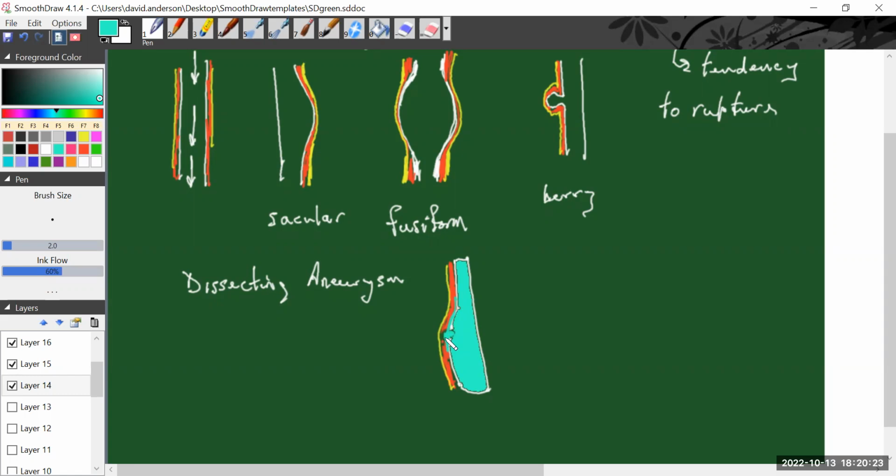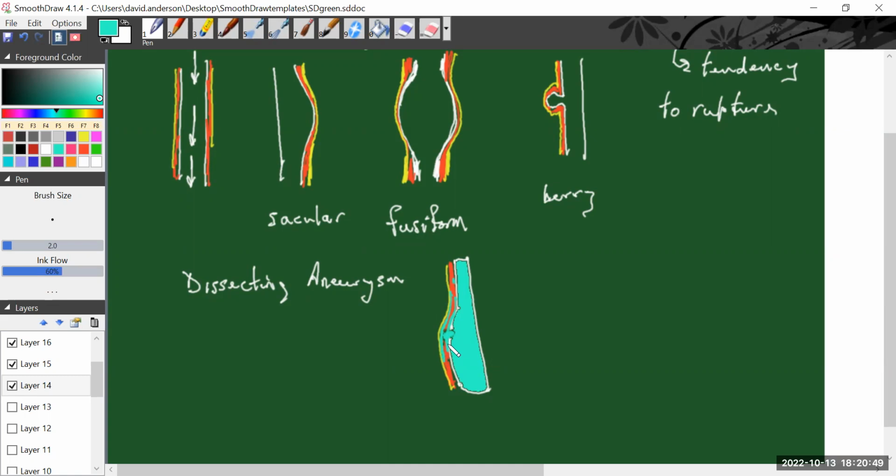And it either separates between the intima and the media, like we've shown in this picture, or it could separate between the externa and the media. But the dissecting part refers to the fact that the layers are being split, and it travels up and down from either side of the opening that created the dissection in the first place.